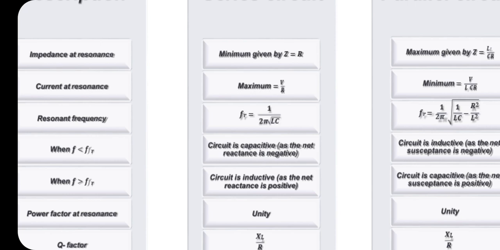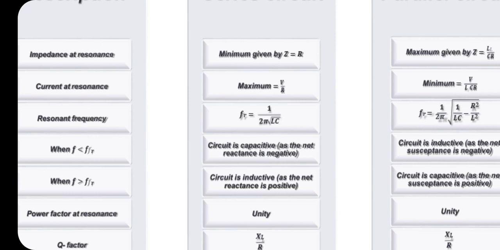So now we come to the resonant frequency. What is the resonant frequency, already derived for both the series and parallel resonance circuits? For the series resonance circuit, Fr is equal to 1 by 2 pi root LC, but in the parallel resonance circuit, Fr is equal to 1 by 2 pi under root of 1 by LC minus R square by L square.